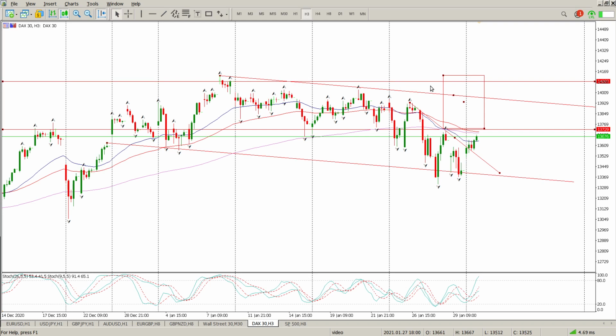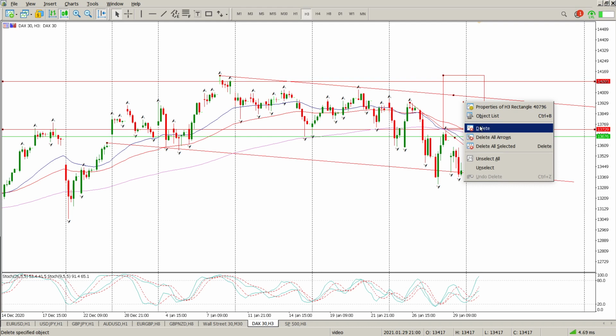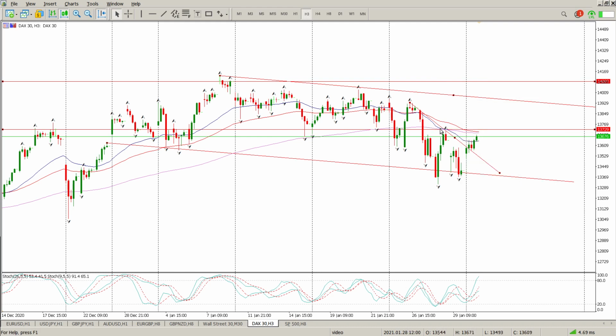But bear in mind, you've got gap to the upside, gap to the downside. And with all of that out the way, don't get distracted by the pattern, because it's only going to play out once we break this high. 13,729, break it, come back and retest it, then you're looking for a move to the upside.